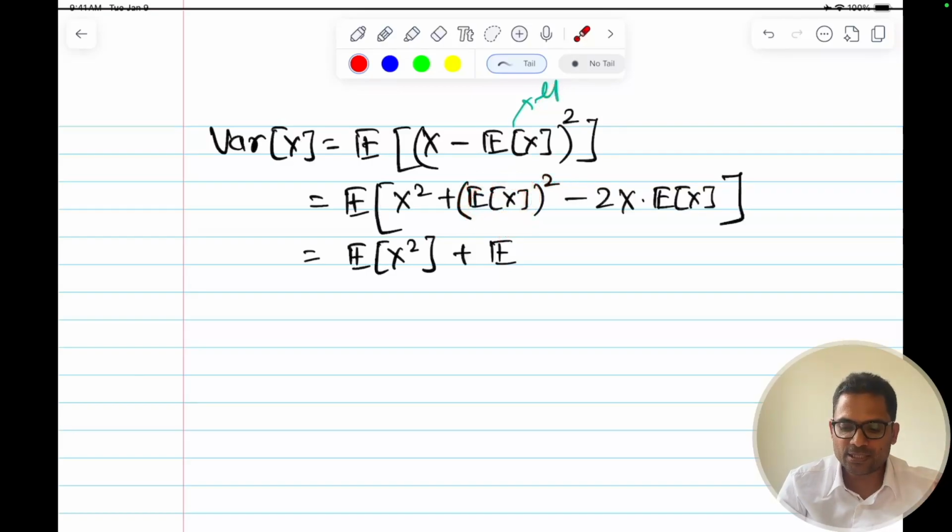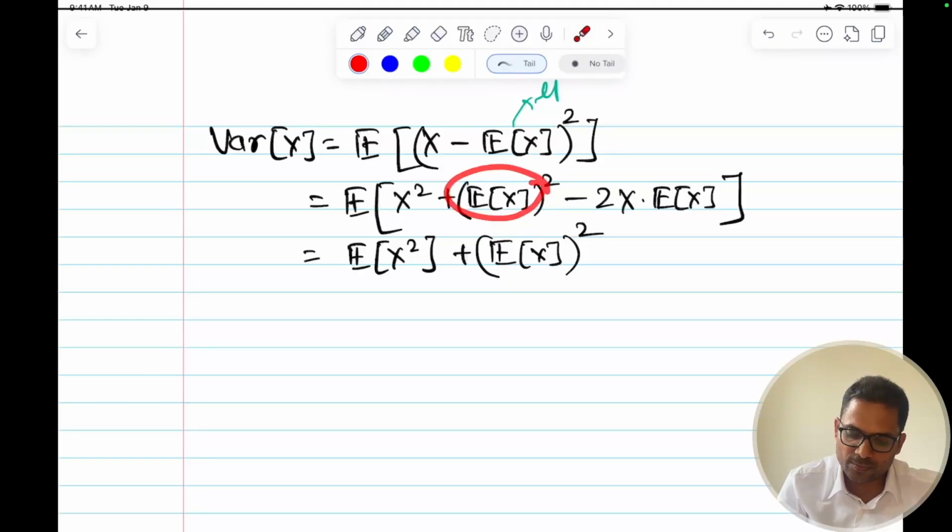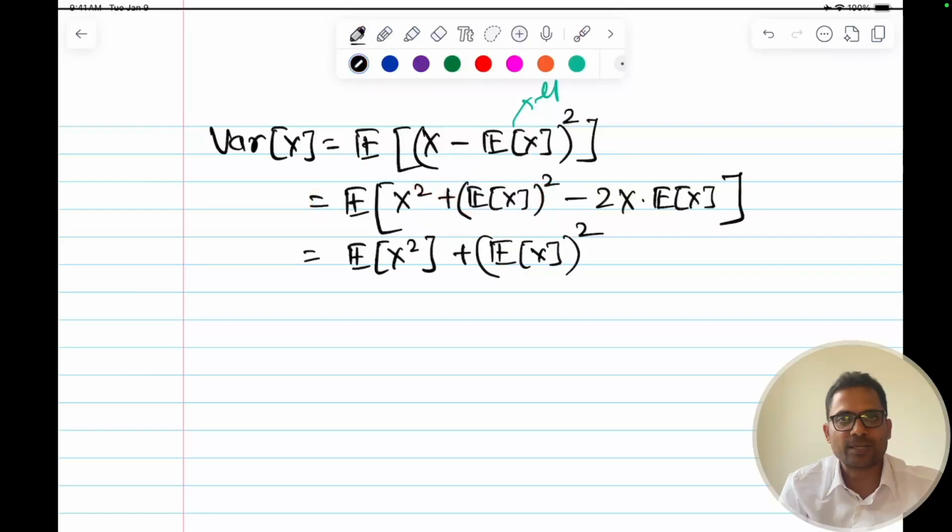And expectation of a constant value, expectation of 1 or 2 will be 1 only, nothing changes there, right? So this is a constant value, and expectation of a constant value will be the value itself. So this will be expectation of x whole square itself. Expectation of 1 is 1, expectation of 10 is 10, because it's constant, nothing is changing there. I hope that's clear.